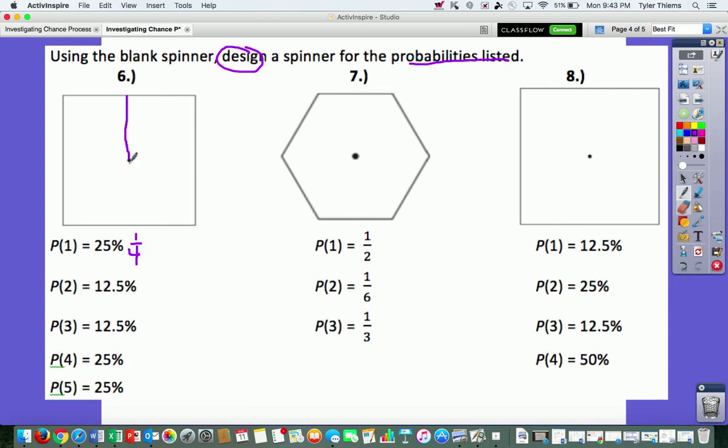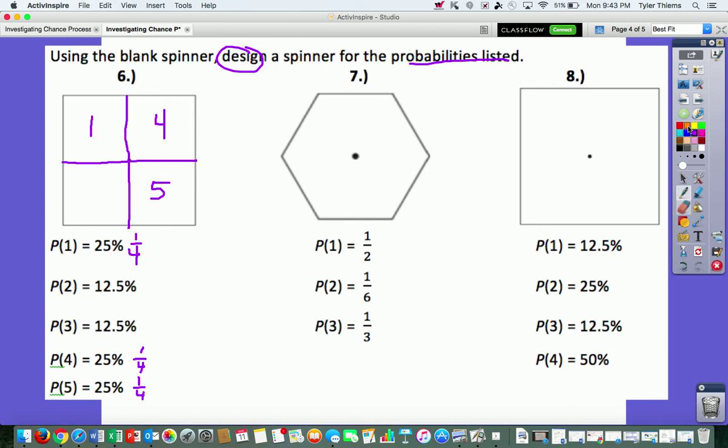So let's divide this into 4 pieces. Boom. And we'll put a 1 there. Perfect. Now also notice the probability of landing on a 4 is also 1/4, as is a 5. These are all 1/4. So there's a 1, there's a 4, and there's a 5 that all have a 1/4 chance of landing on it.